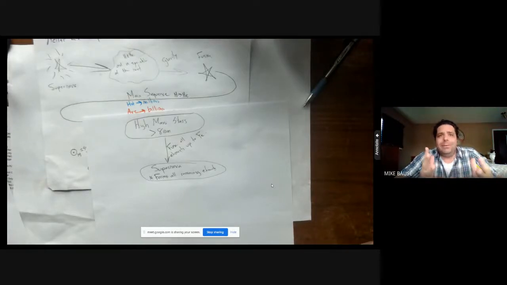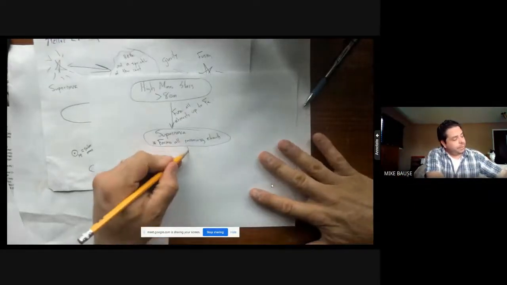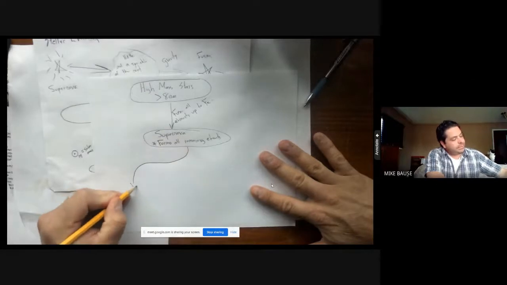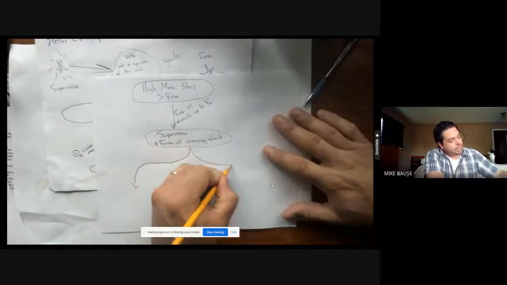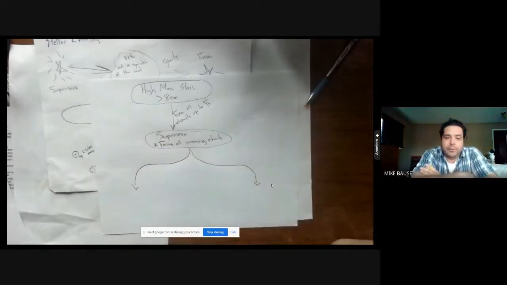After the supernova, what happens? Well, we have our next fork in the road. We're going to have another arrow going over like this, and another arrow going over like this. All right, perfect.